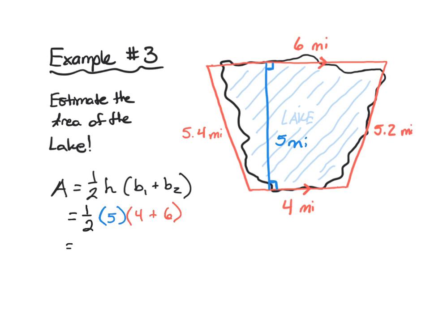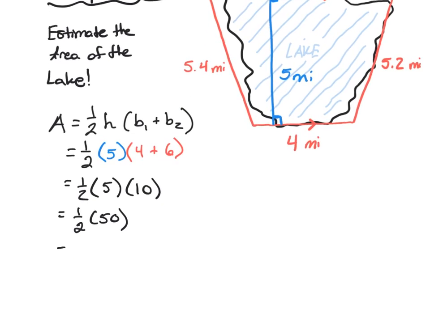And so we're going to go ahead and say 1/2 of 5 times 10 would be 1/2 of 50. And so we would see here that if you took half of 50, you would get 25. Now, we're not done. We need to go ahead and include our units.